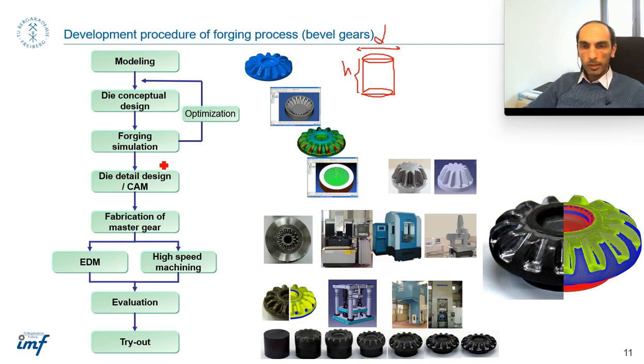And when the process is final, then we can go to the designing the die details, because the die is not just die cavity, but the injector, the other parts of the die should be designed using the CAM, and then we can fabricate the master gear. Master gear means the gear before machining, and then it goes to the machining step, and then evaluation and quality control, and then tryout. So this figure also shows these steps, the types of machine which are used, the die, the design of the part in the model, and so on.